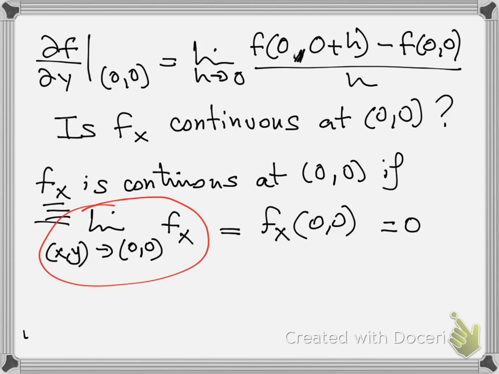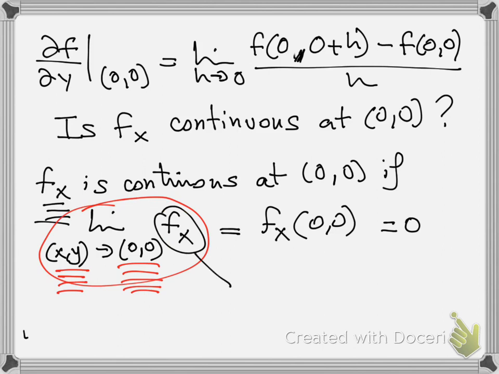So now the question is here. You need to be careful. Here x, y approach the origin. Again, it doesn't mean that x, y is equal to 0, 0. It means that x, y is close to 0, 0. And if x, y is close to 0, 0, what's the value of partial f, partial x?